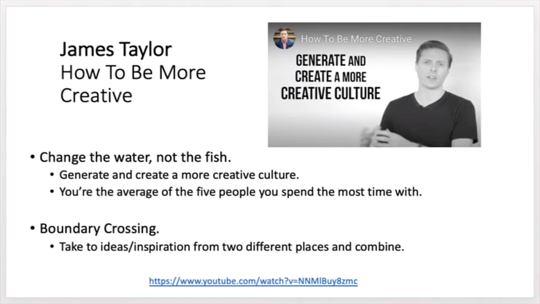Another thing that he talks about that I wanted to point out was this idea of boundary crossing, and we've talked about it before. It's basically the idea that you're going to be more creative if you have branched out into other disciplines, into other areas, so that you can take ideas from one discipline and merge them with ideas from maybe your discipline or even another discipline to come up with innovative and creative ideas.